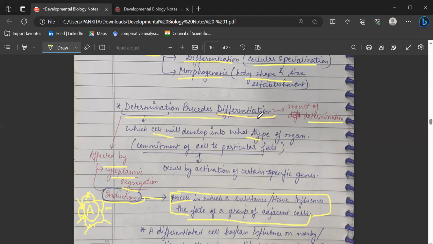So determination precedes differentiation, in which the cell will develop into what kind of organ. The commitment of a cell to a particular type of fate is determined, and it occurs by the activation of certain genes.